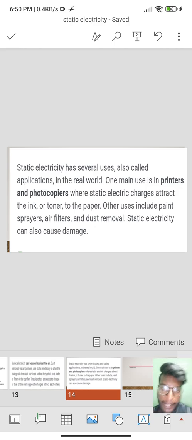Static electricity has several uses called applications in the real world. One main use is in printers and photocopiers, where static electric charge attracts the ink or toner onto the paper. Other uses include paint sprayers, air filters, and dust removal. Static electricity can also cause damage.